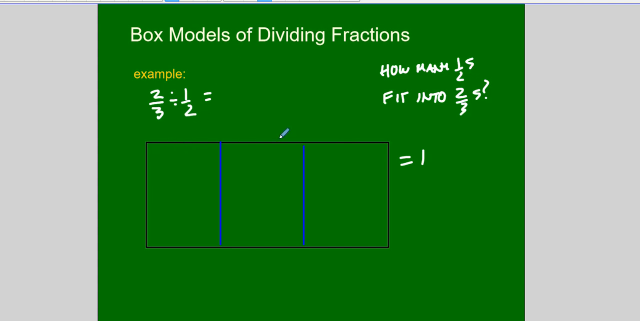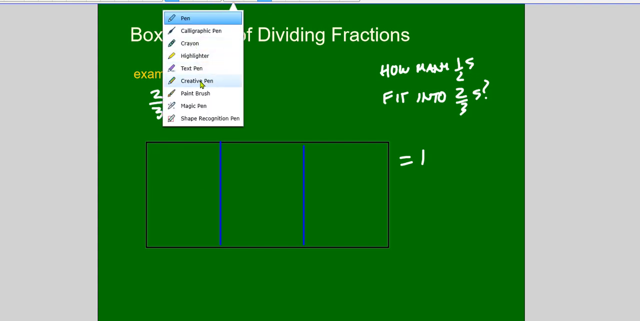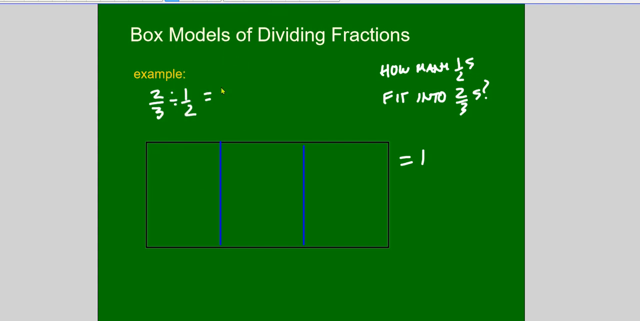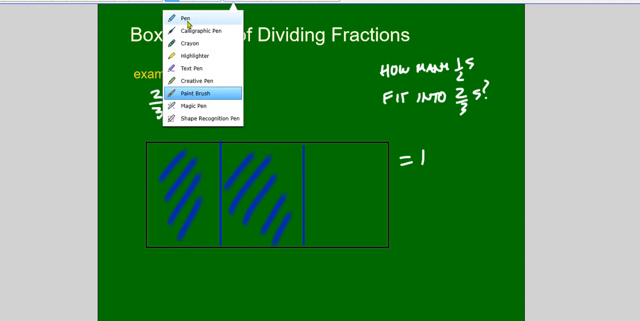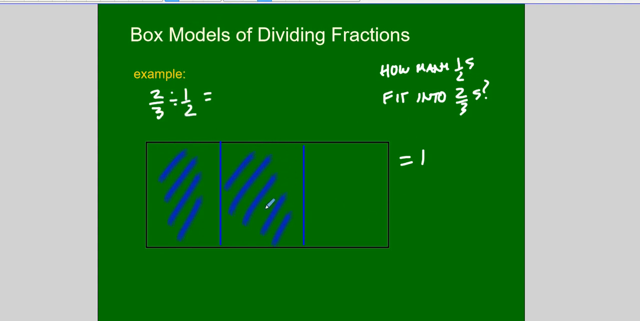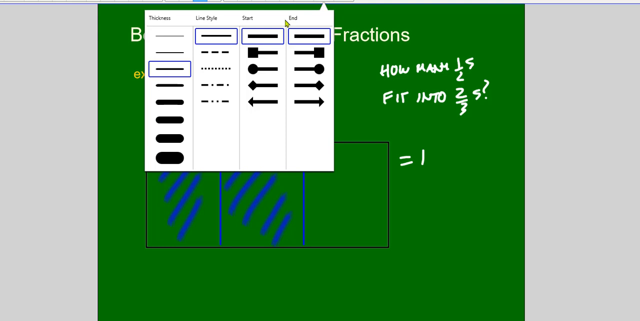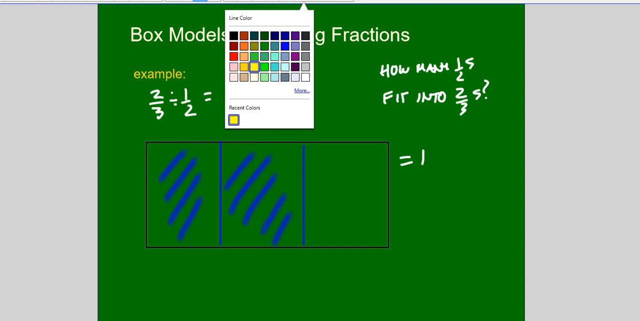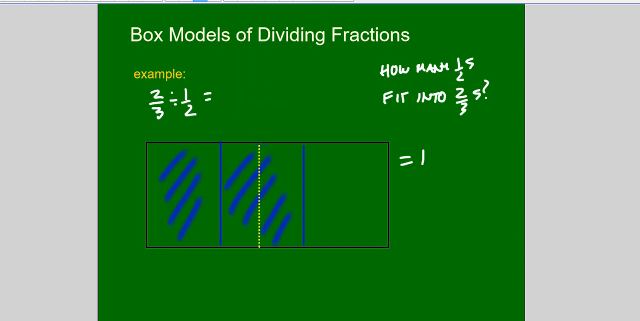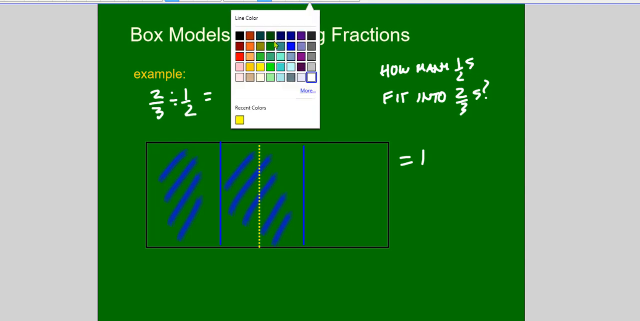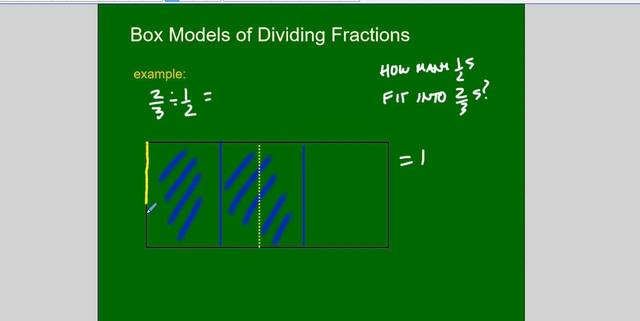Okay, well, two-thirds, this is one whole, I've broken it up into two-thirds of a whole. So let me shade that. So this is a third, this is a third, making a total of two-thirds here. Now, a half of the whole will be right here, so I'll split the whole into a half here. And then I will outline that half, and I'll use yellow. So here is a half of the whole.